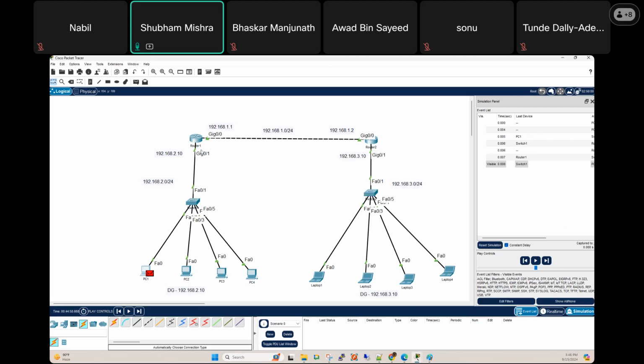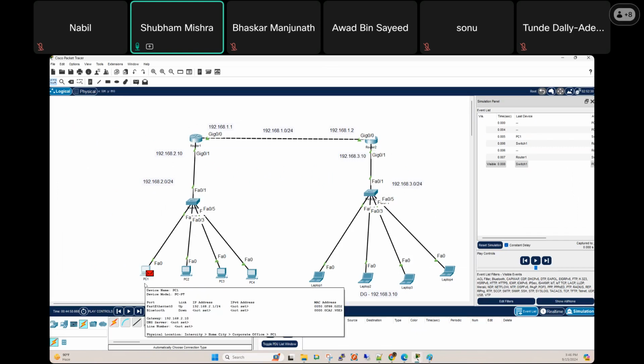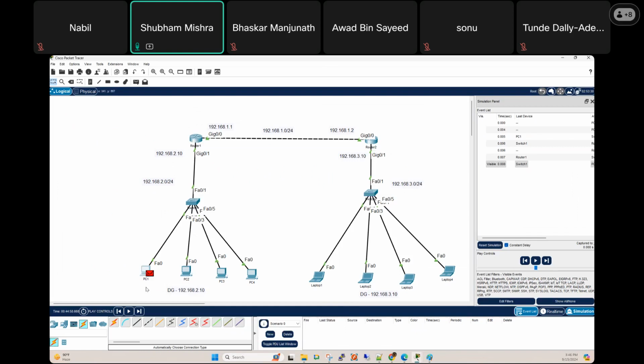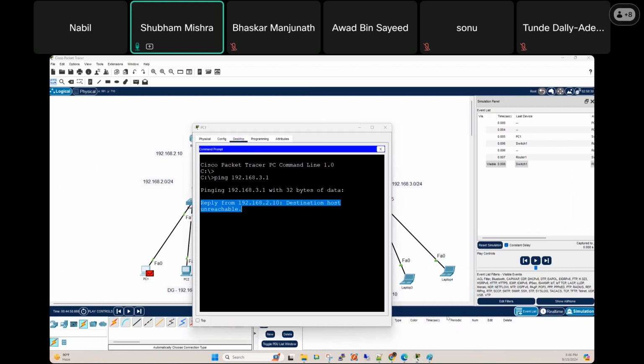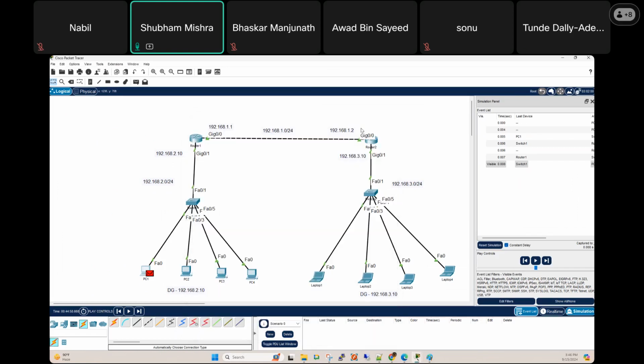So that's the reason this router is sending the reply packet to PC number 1 and informing PC number 1: hey bro, you are trying to reach 3.1, but from me, 3.1 is not reachable. So that's the reason you are getting the response, destination host is unreachable. This is clear, everyone? Tell me.